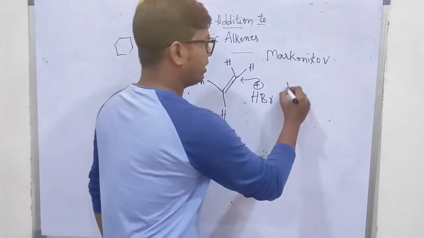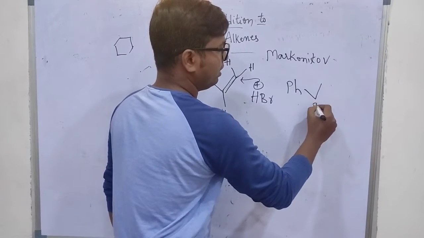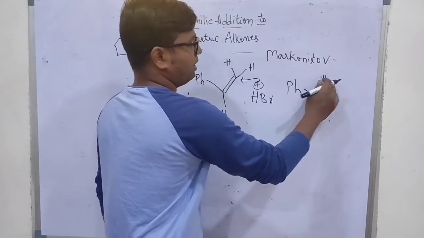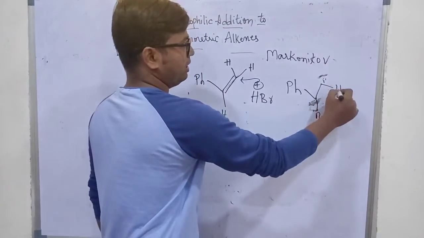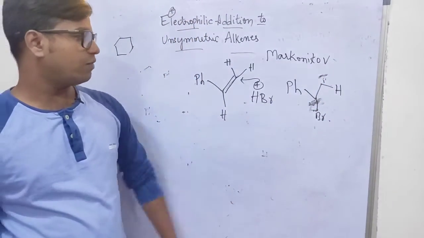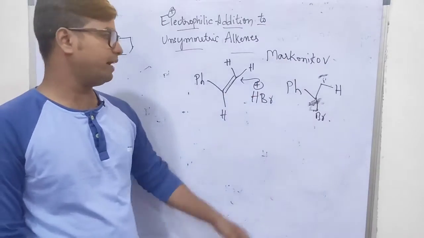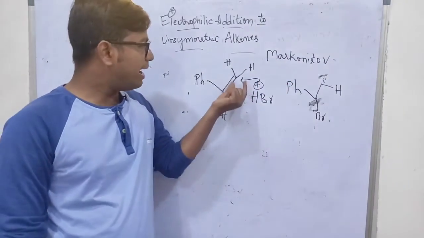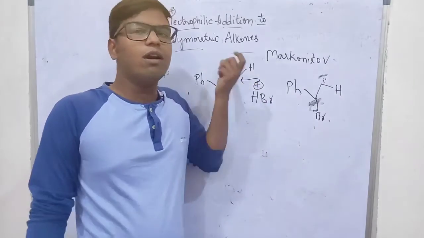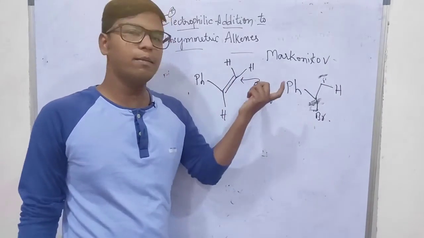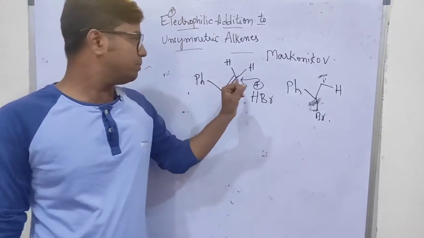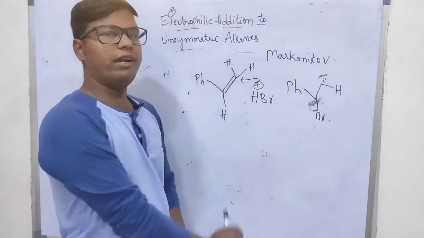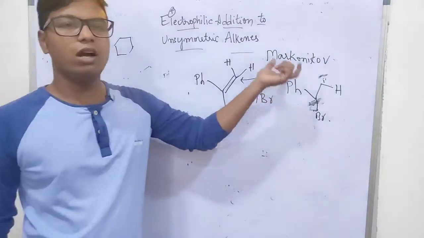So we know the product, right? The product formed is this one. Bromine here and here 1 hydrogen is attached. This is the major product formed. So Markovnikov's rule is justified. It said that this proton is going to add at the carbon atom where more number of hydrogens are present. So this is the particular carbon where 2 hydrogens are there, but here only 1 hydrogen is there. This is Markovnikov's rule.